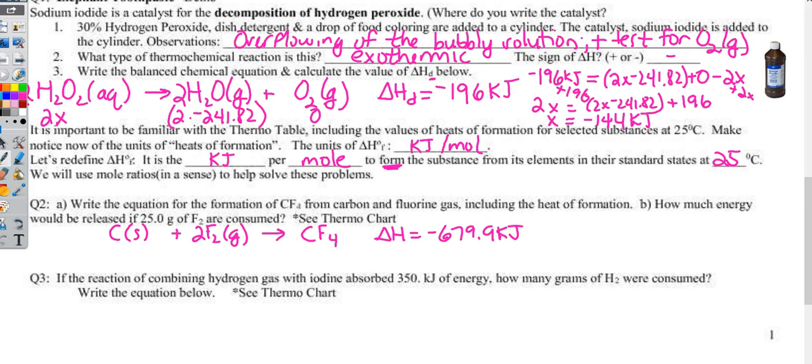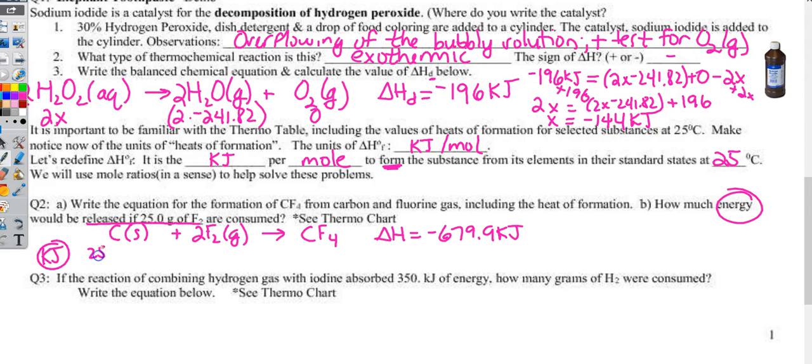Okay, now that's not the question though. The question is saying, how much energy would be released if 25 grams of F2 are consumed? Okay, so it looks like we're going to need a little bit of stoichiometry here. Totally fine, okay? So I know that I'm looking for energy. So if I'm looking for energy, then I'm looking for kilojoules. I see kilojoules in my problem here, so let's look for kilojoules.